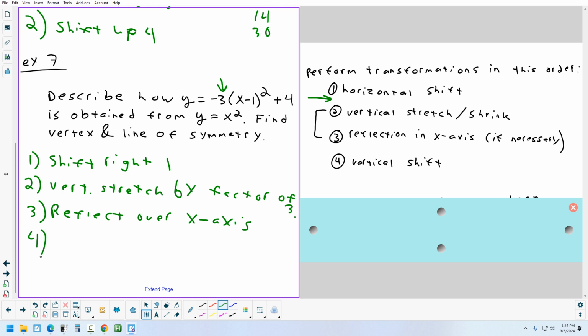And the fourth thing is the vertical shift. Natalie, what's causing the vertical shift there? The +4. Yep, and that's going to shift it which way? Up. So shift up 4. Not every problem has every single transformation like that. This one did.